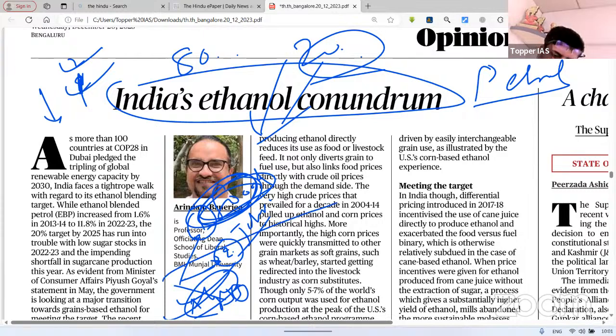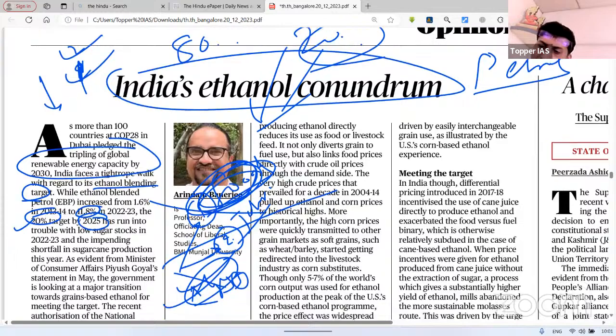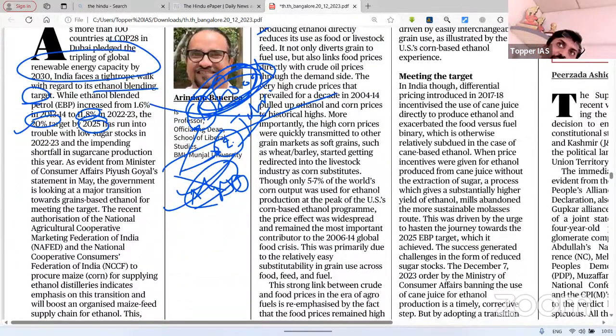Quickly, I will show some data. In the climate summit, they are discussing tripling the global renewable energy capacity by 2030. India faces a tightrope walk with regard to its ethanol blending target. We have a target: by 2025, we must complete the 20% target. Now we are at 11.8%, so another 8% needs to be achieved. In that hurry, if food is completely diverted, it is dangerous.